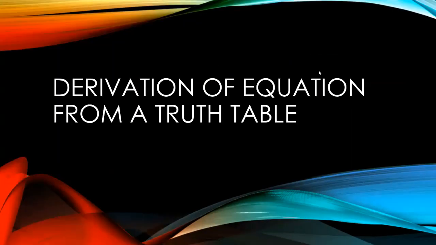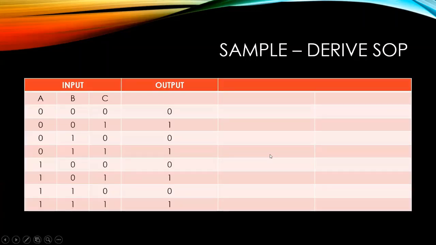In this video lecture, we're going to discuss how to derive a Boolean equation from a truth table. We could derive both SOP and POS in a truth table. It depends on the output that we're going to consider in deriving the equation. If we want to derive the SOP, we're going to consider all input that give us an output of 1.